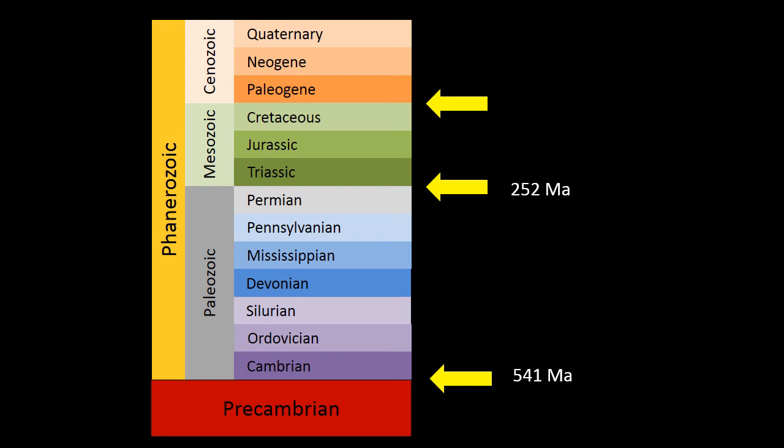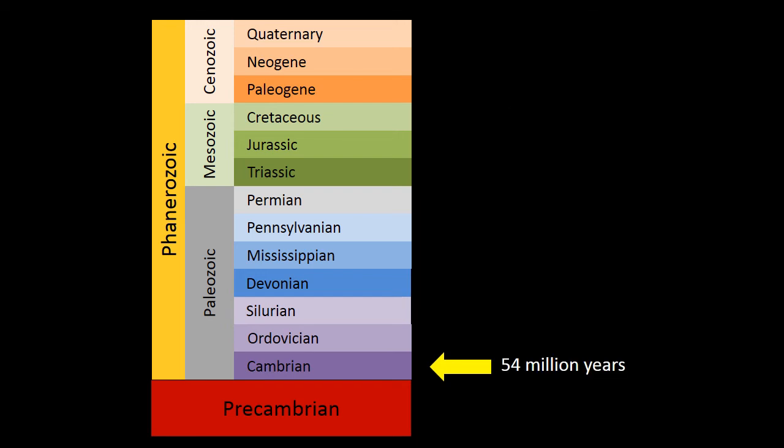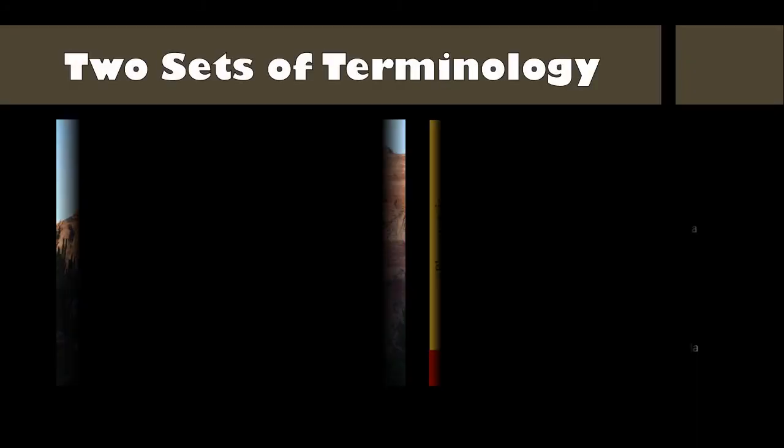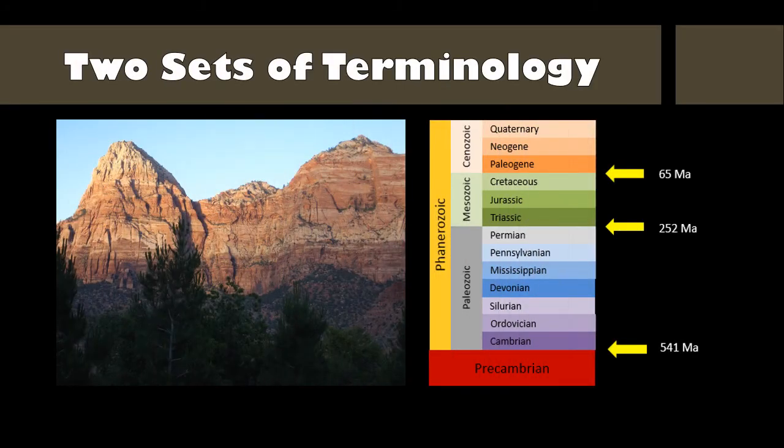252 million years ago is suggested for the boundary between the Permian and Triassic periods. 65 million years ago is the consensus for the boundary between the Cretaceous and Paleogene periods. Other times, the numbers on the geologic column charts suggest the length of time scientists think a particular period, like the Cambrian, lasted. To summarize, there are two sets of terminology used to describe the geologic column.